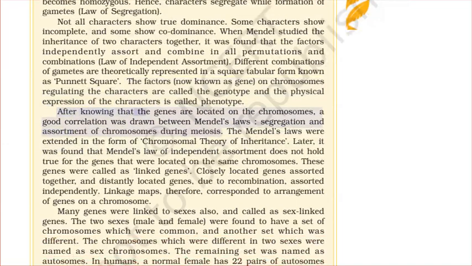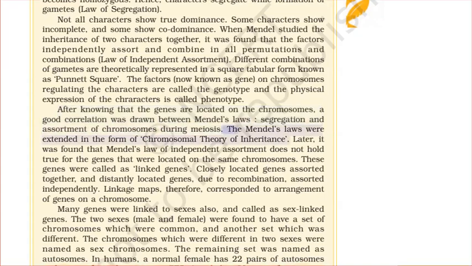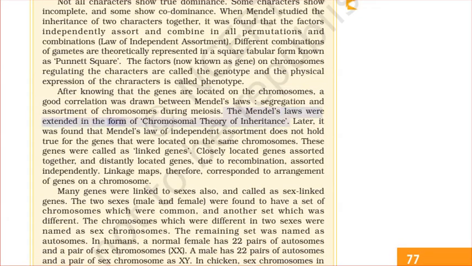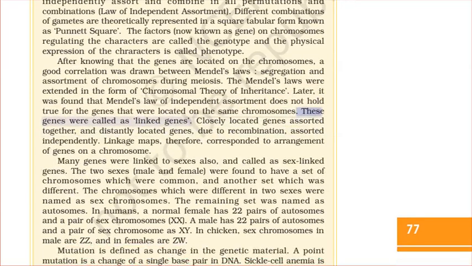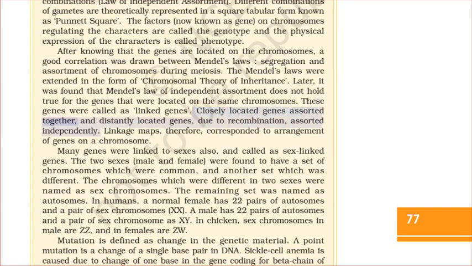After knowing that the genes are located on the chromosomes, a good correlation was drawn between Mendel's laws and the segregation and assortment of chromosomes during meiosis. Mendel's laws were extended in the form of the chromosomal theory of inheritance. Later, it was found that Mendel's law of independent assortment does not hold true for genes located on the same chromosome. These genes were called linked genes. Closely located genes assorted together, and distantly located genes, due to recombination, assorted independently.